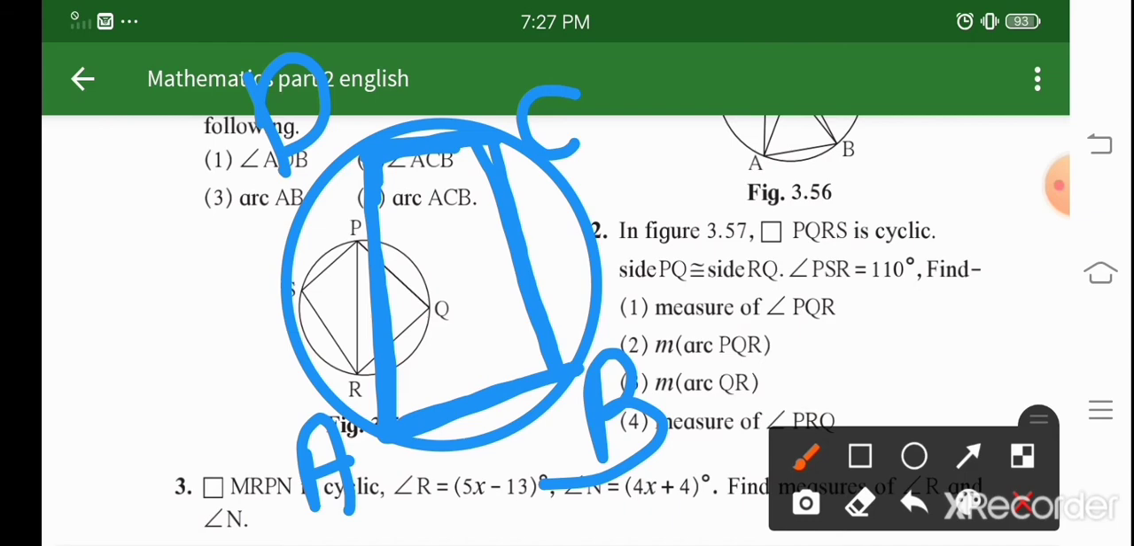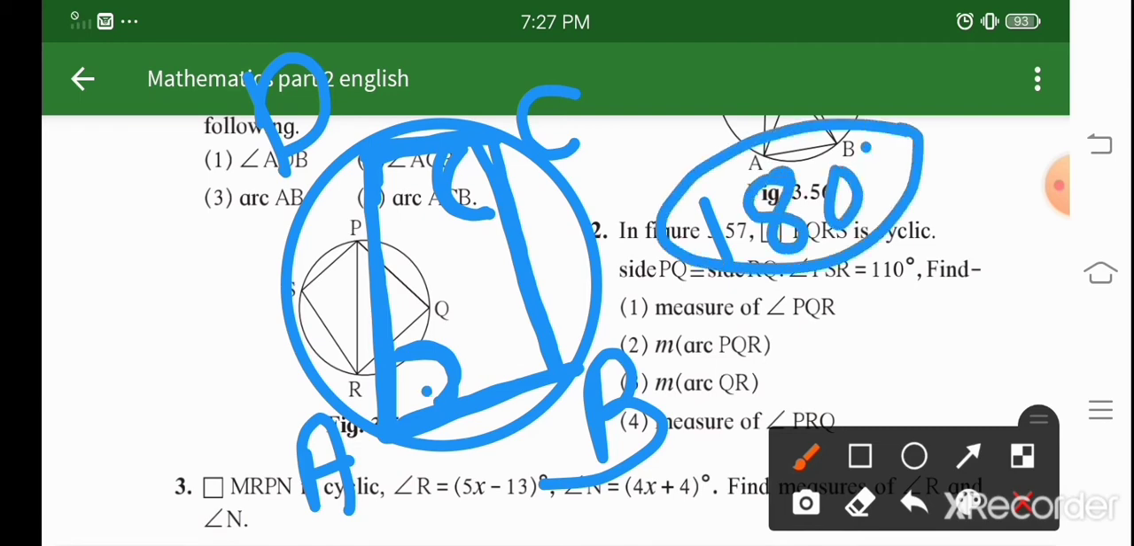Now what is the theorem? Can you see the angle A over here? This angle A and this angle C are opposite to each other. So the theorem is that the opposite angles in a cyclic quadrilateral are supplementary. The meaning of supplementary is that the sum of the two angles should be 180. So angle A plus angle C is equal to 180, and similarly angle B and angle D also sum to 180. So this is the property. Okay, I think this is clear.